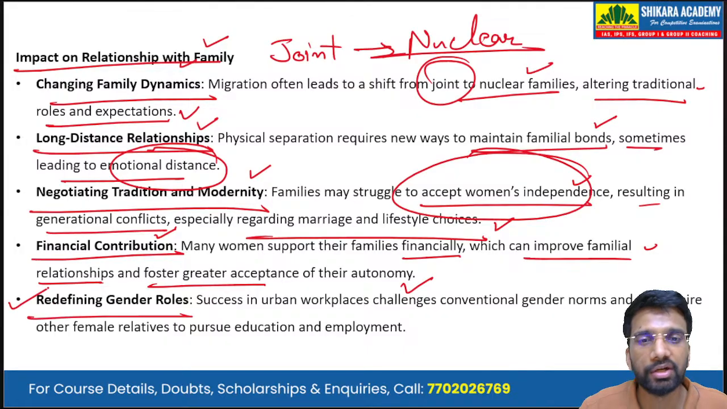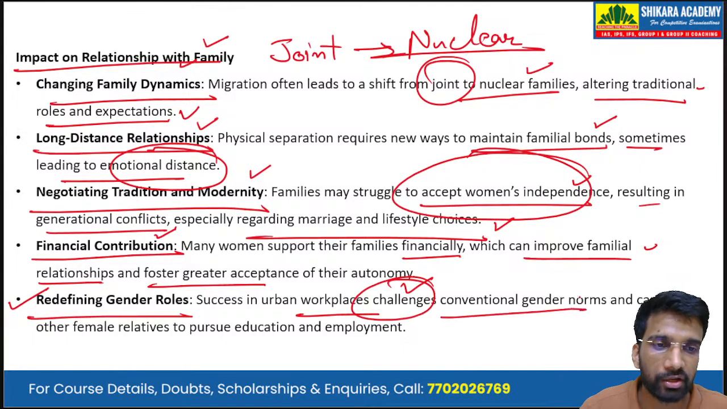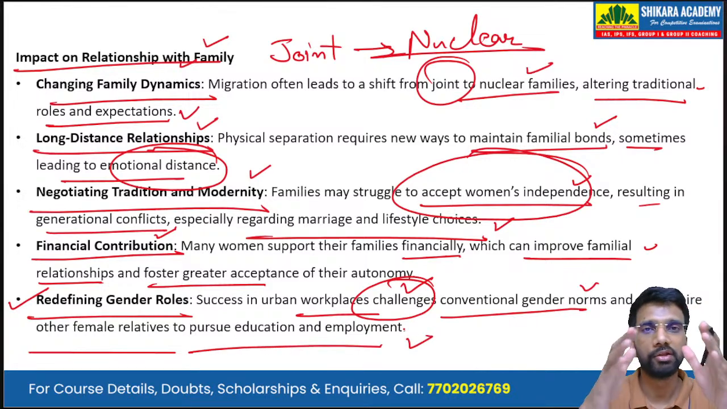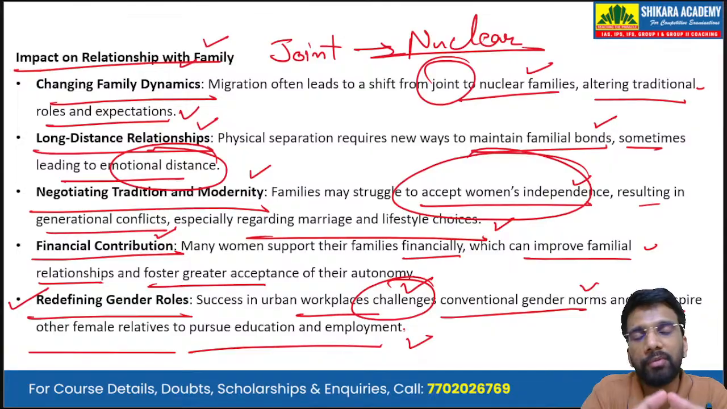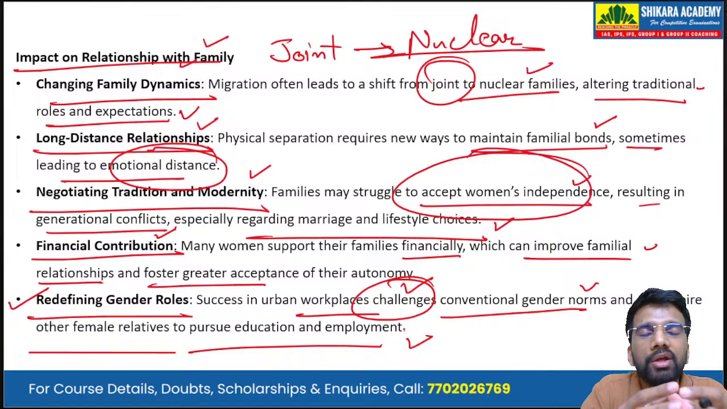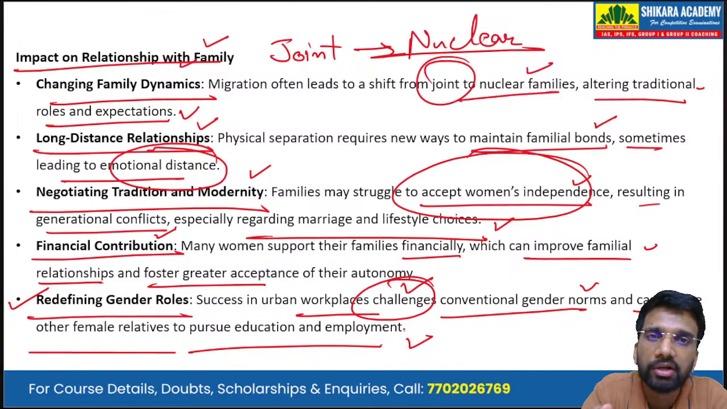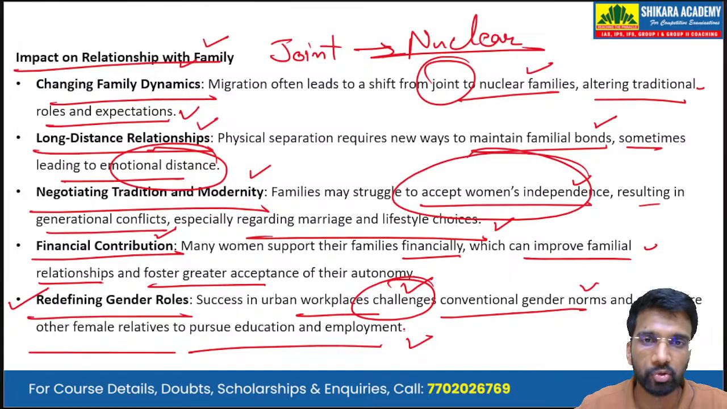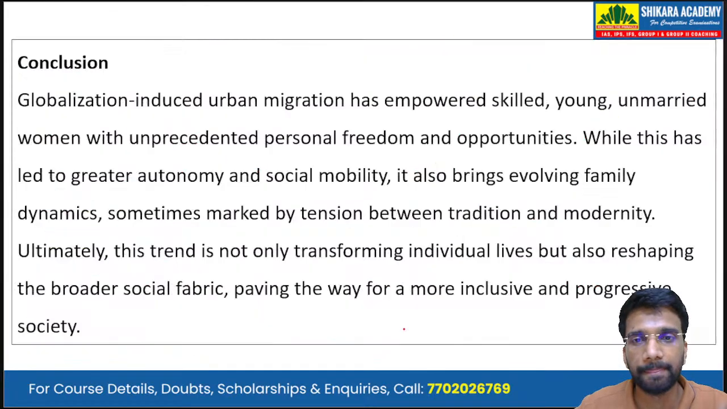Then there are redefining gender roles. Success in urban workplaces challenges conventional gender norms and can inspire other female relatives to pursue education and employment. So, if one unmarried woman from a family moves to the cities and gets settled out there, gets education and employment in the cities, she becomes a role model for the other young girls in her family or native neighborhood, so that they also migrate to the urban areas to pursue education and employment.